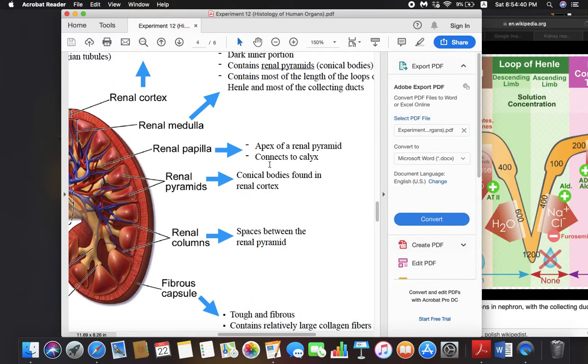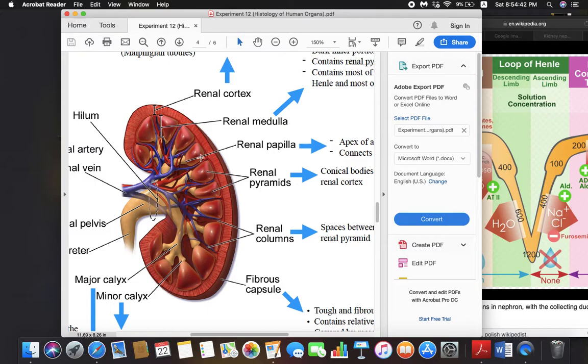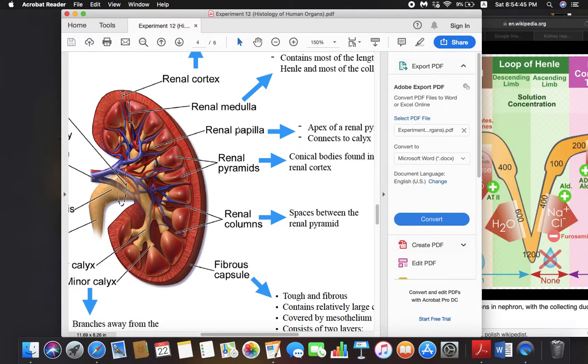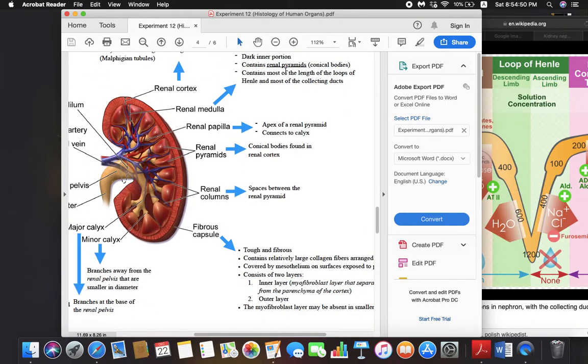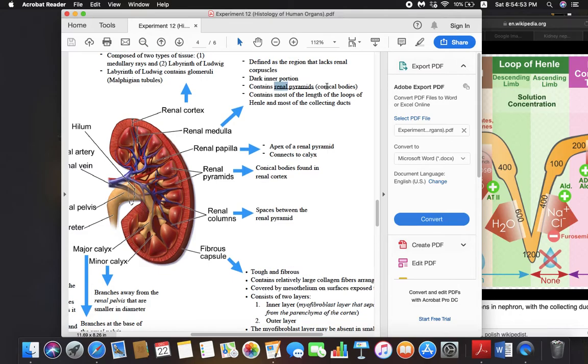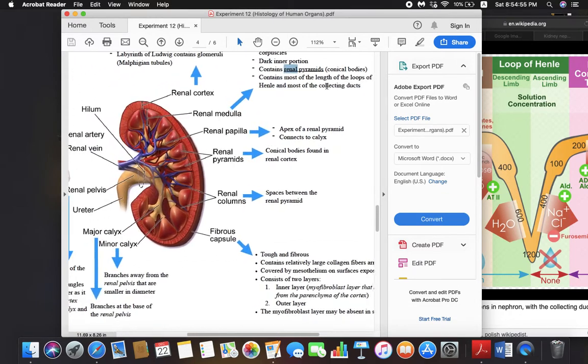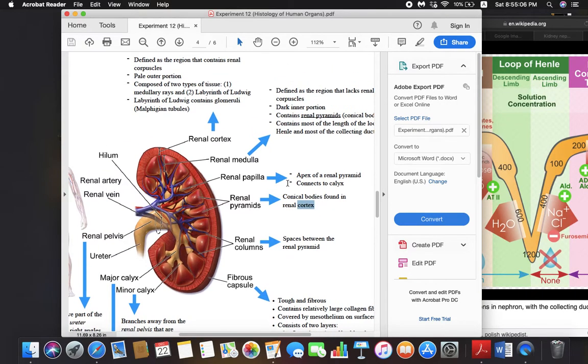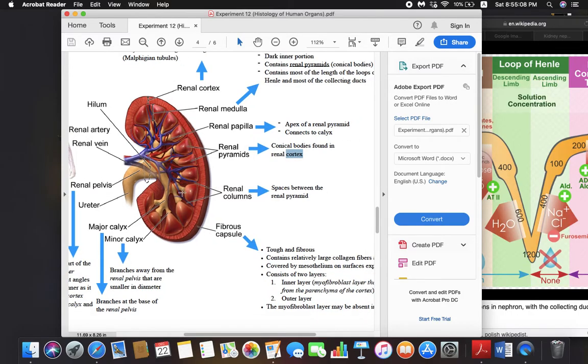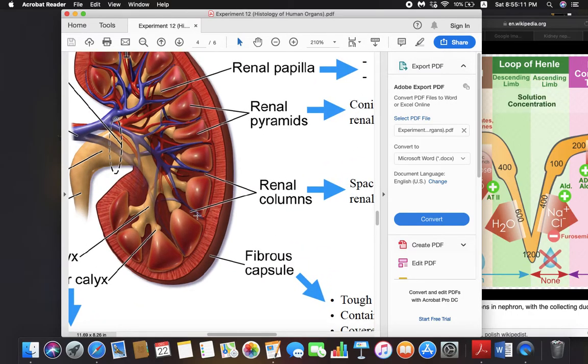So this is basically the calyx, which is connected to the renal pyramid via the papilla, which is found at the apex of the renal pyramid. Then we have the renal pyramids, which we said are found in the medulla, which are conical bodies found in the cortex. This is an incorrect part. It's actually found in the medulla, so please fix this. It's not found in the cortex. It's found in the medulla. The renal columns are the spaces between the renal pyramids. So the spaces here between each pyramid are known as the renal columns.